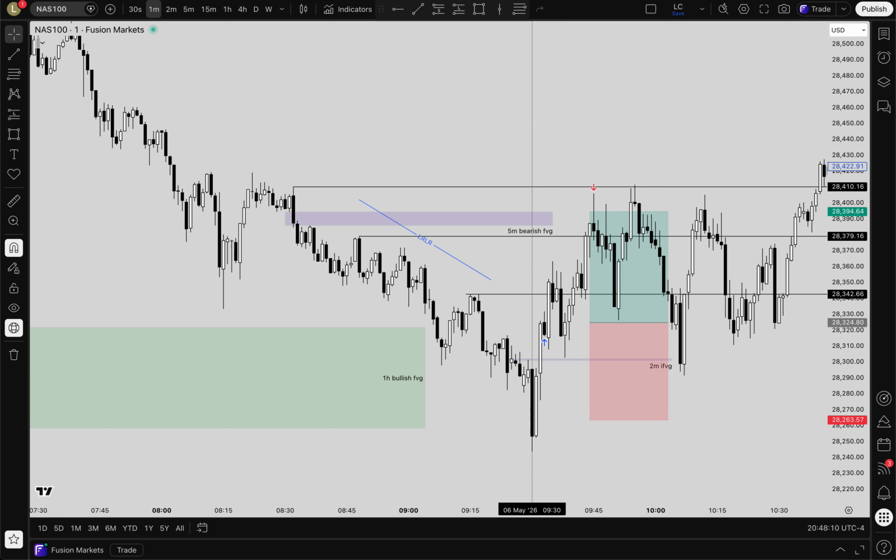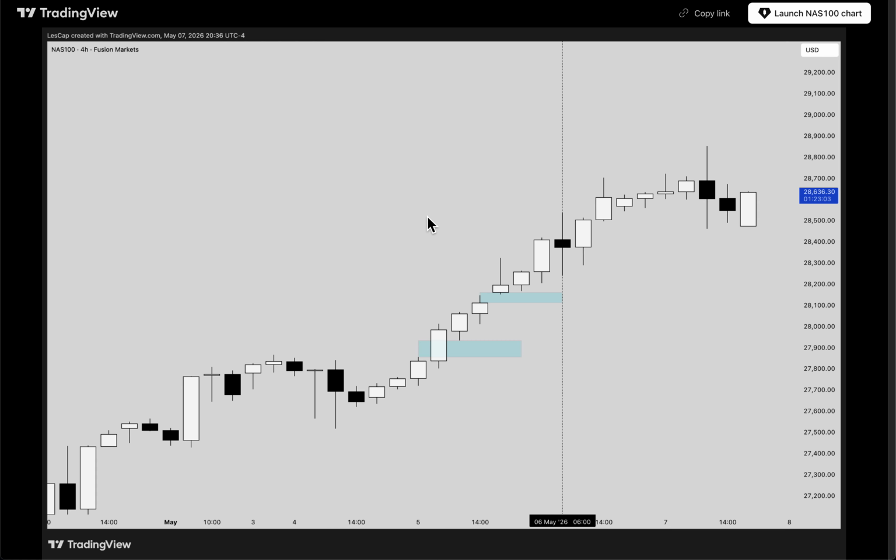This is exactly how I find high time frame bias, which allows me to find very high probability entries on a lower time frame. So let's go. To start, for high time frame bias you can always use daily, 4 hour, or 1 hour. But because I'm a scalper and I only trade from 9:30 to 11 a.m. EST, I normally look for my bias on the 4 hour and 1 hour time frame.